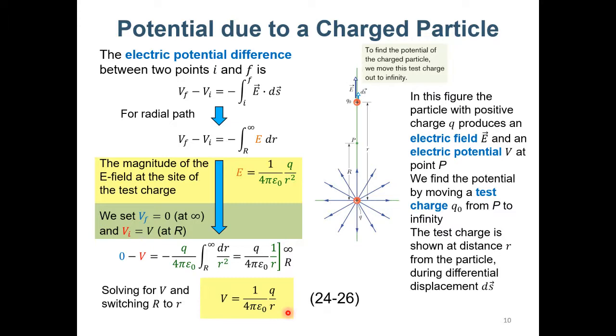So for F, it is Q1 times Q2 over R square. For E, it will be Q over R square. For V, it will be Q over R. And for potential energy, in the coming slides, it will be Q1, Q2 over R. So there are 4 of them. They are good friends.